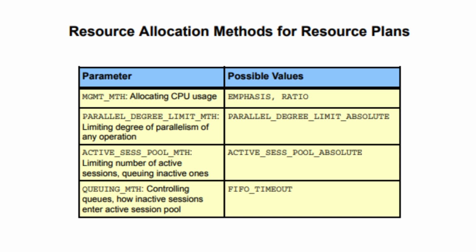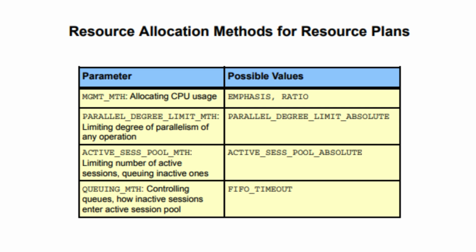Resource allocation methods determine how the resource manager allocates a particular resource to a resource consumer group or resource plan. You specify values for the following resource allocation methods when creating the resource plan. There are two ways of specifying the CPU distribution with the MGMT_MTH parameter when you create a resource plan. Emphasis is the default method for single-level plans. It is also used for multi-level plans that use percentages to specify how CPU is distributed among consumer groups.